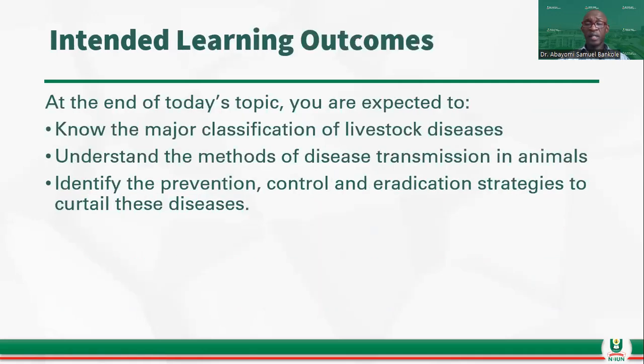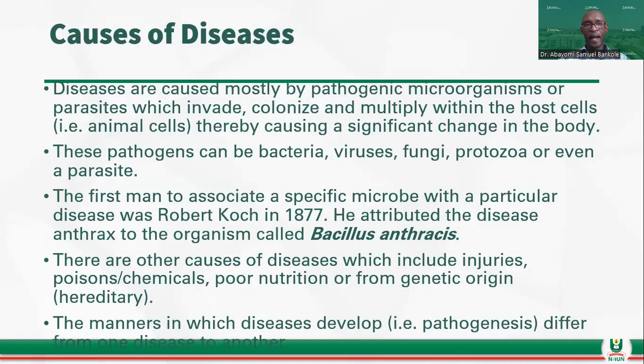Now, we have three major intended learning outcomes in this class. Number one, at the end of today's class, you are expected to know the major classification of livestock diseases. Number two, understand the methods of disease transmission in animals. And lastly, identify the prevention, control, and eradication strategies to curtail these diseases. All right. Now, let's look at causes of disease.